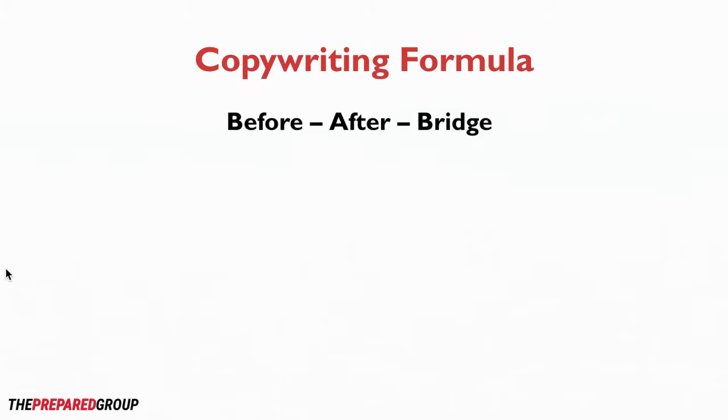The first one is a very simple one, the before, after, bridge formula. So this is a formula where basically you talk about what things were like before your product or solution was introduced, the result after somebody used or engaged with your product or solution, and the bridge, the thing that got them there, which is the product or solution that you're trying to sell, right? So it's a very simple, straightforward formula.